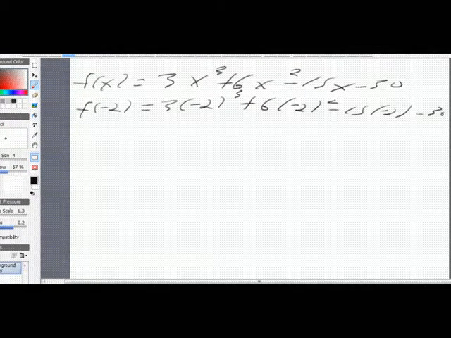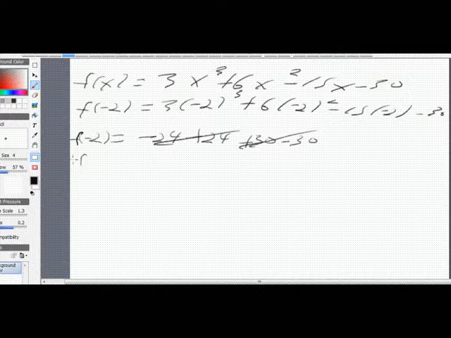Okay. Now, let's see what we get. F of minus 2: negative 2 cubed is negative 8, times 3 is minus 24, plus 24. Negative 15 times negative 2 is 30, minus 30. Those cancel, those cancel. We get f of minus 2 equals 0. Woohoo! We know that's a solution, so we know x plus 2 is a factor.